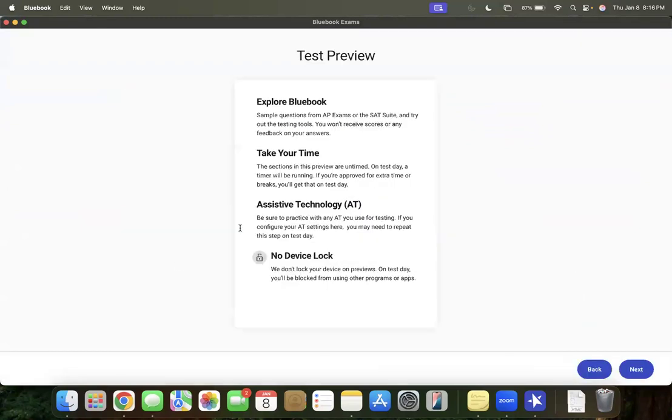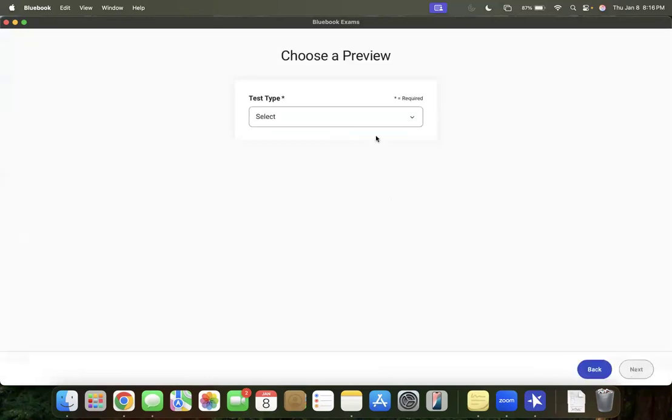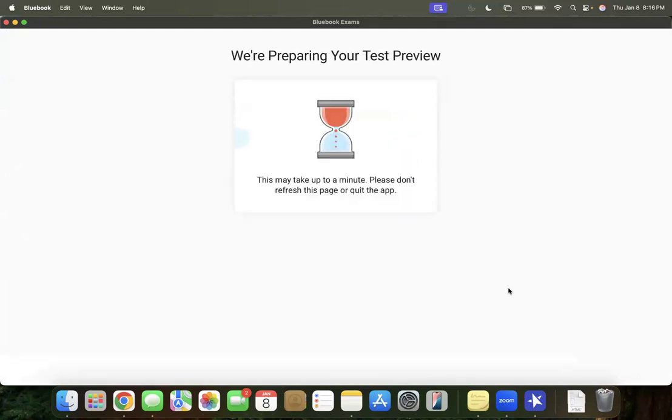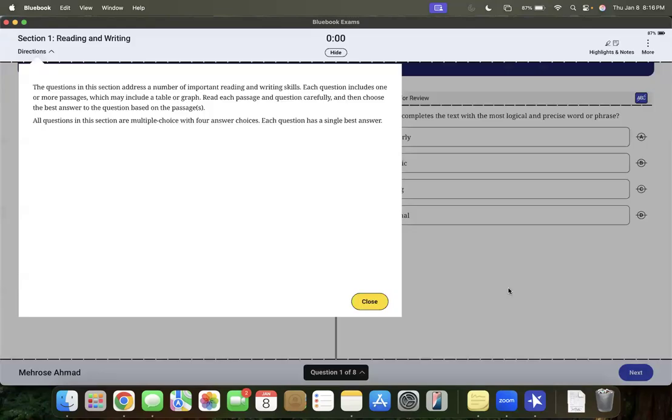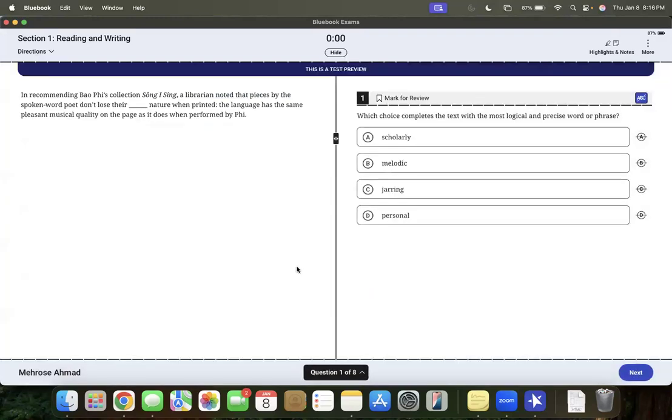Now, you also are able to do a test preview as well. So let's go through a test preview. If we do a SAT preview, they're going to give us a sense of how it looks and walk us through it. So this is the reading and writing section. It's going to test your reading and writing skills. Multiple choice, choose one best answer. And then you just get to it.